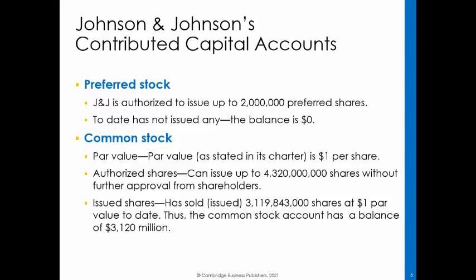The balance sheet reveals a number of details about Johnson & Johnson's common stock. First, the par value of the common stock is $1 per share. Johnson & Johnson can issue up to 4,320,000,000 shares without further approval from shareholders. To date, it has issued over 3 billion shares at $1 par value for a common stock balance of 3,120 million. It does not report any additional paid-in capital, so we can infer that no shares were sold for more than $1 par value.